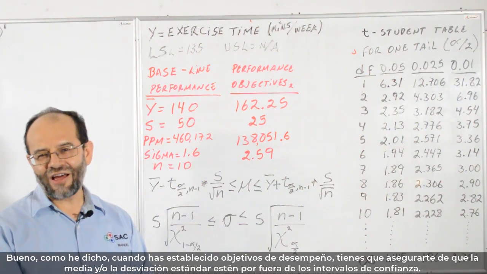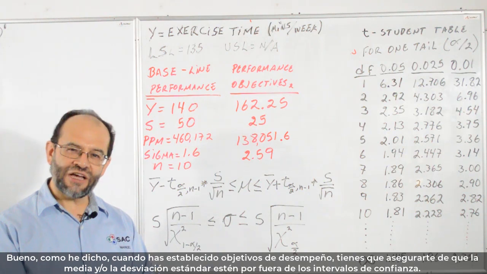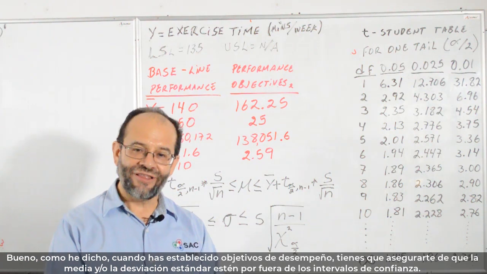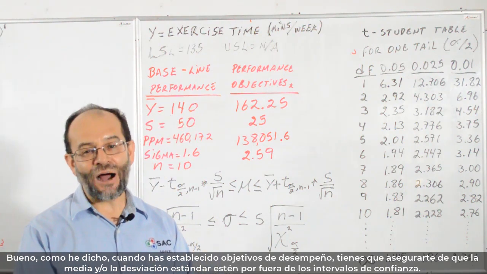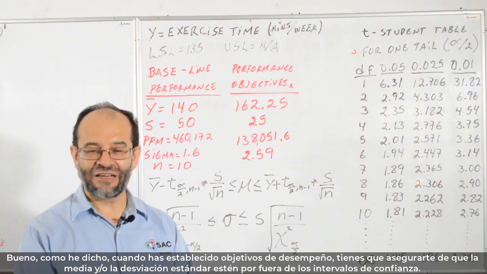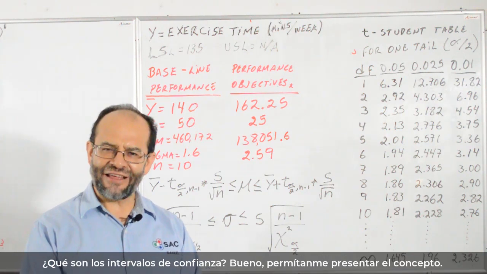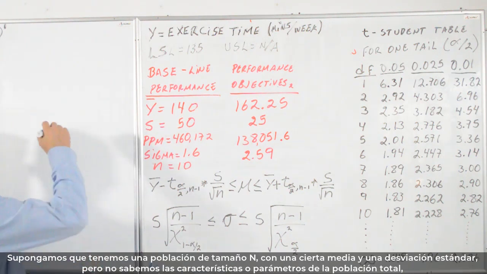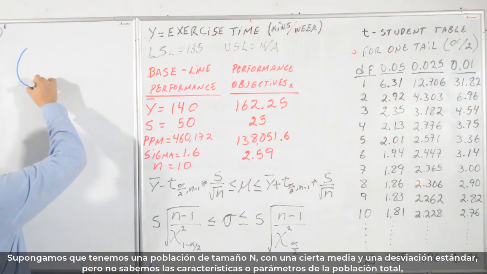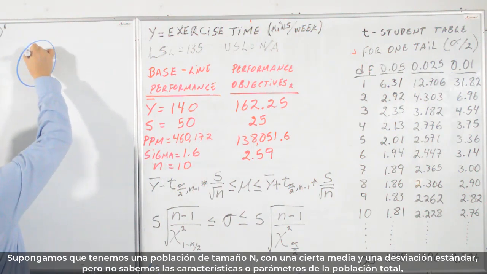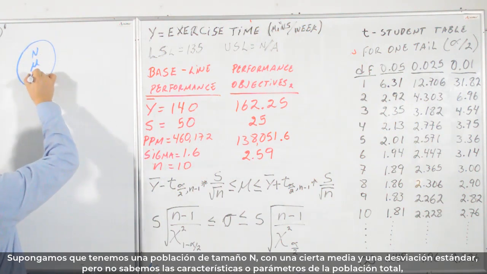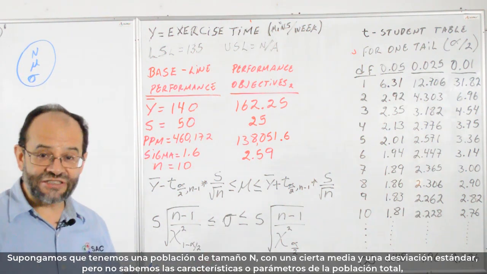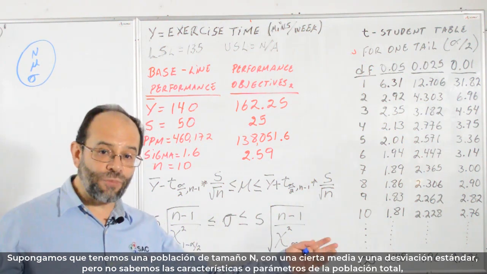Well, as I have said, when you have established performance objectives, you have to make sure that the mean and or the standard deviation are outside confidence intervals. And what are the confidence intervals? Well, let me introduce the concept. Usually we have a population of size n, with a mean and a standard deviation, and we don't know the characteristics or the parameters of the total population.